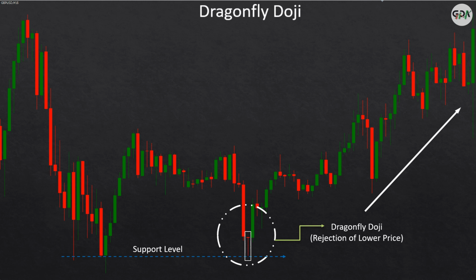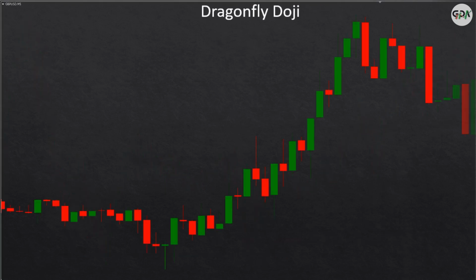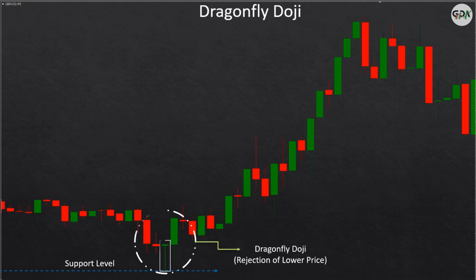For better understanding of the price action in the chart, we need to have a clear knowledge of formation of wick. The size of the wick will determine the intensity of price rejection. Friends, coming to another example, here we find dragonfly doji is formed at the support level by rejection of lower price and the price action moved to upside direction.